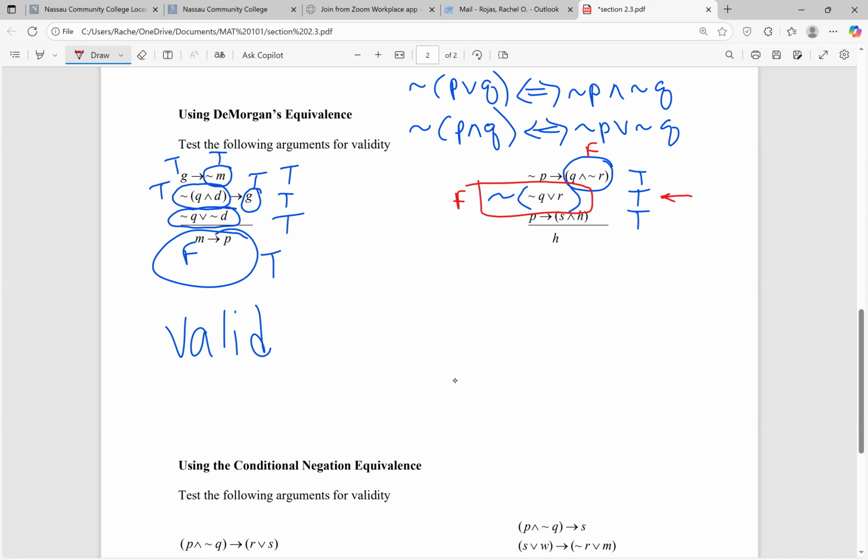Now, that's the right-hand side of a conditional. In that first premise, it's false. So the left-hand side can't be true, or else we would have a false premise. So that forces not P to be false. Therefore, P. If we look at the third premise, you see how we have P. Let's just get rid of this to clean this up a little bit. So if not P is false, then P is true.